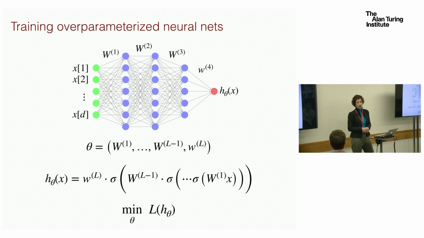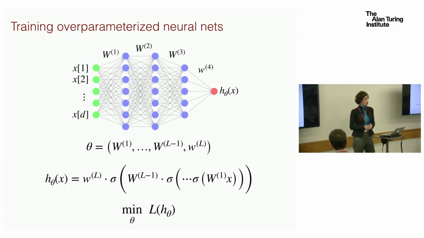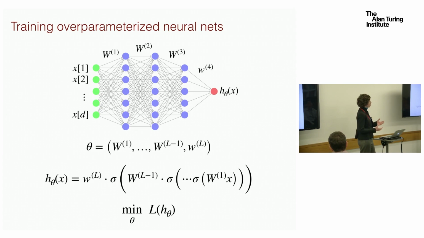The question I'd like to think about today is what happens when we actually do this with a real data set. What are the generalization properties, and can we better understand why these networks seem to generalize as well as they do, especially when the number of weights, the size of this vector theta, is very large relative to the amount of data we have available to us?